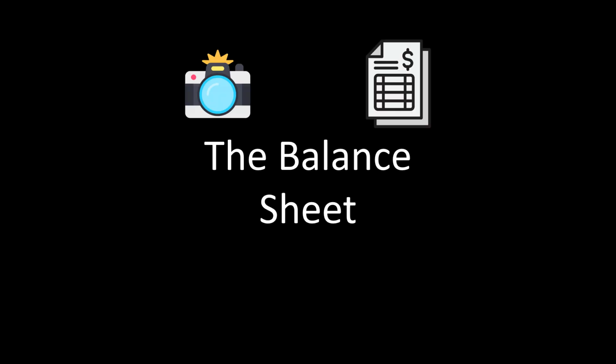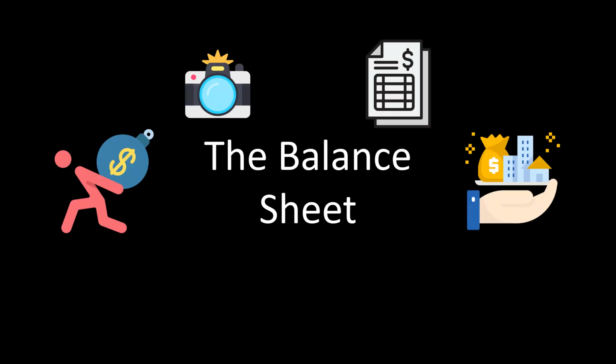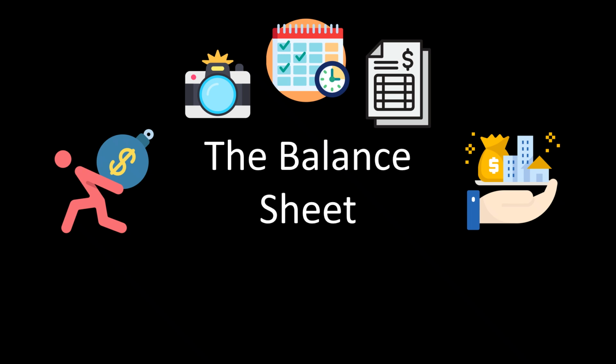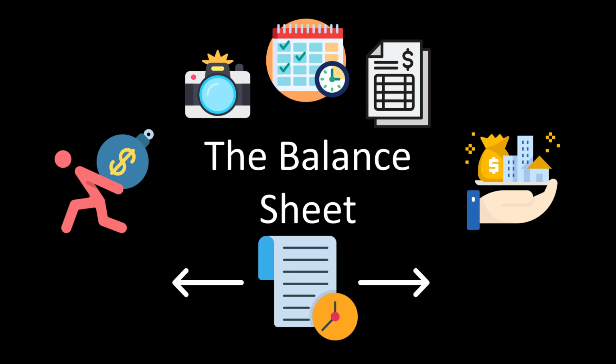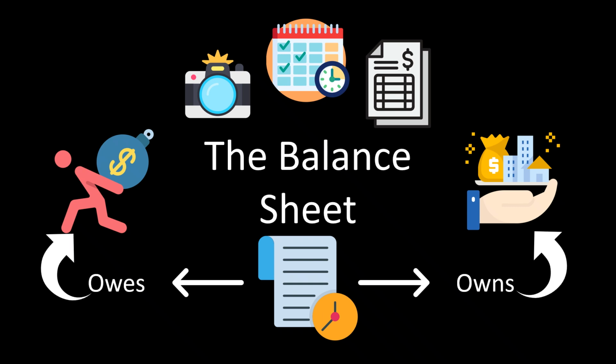The balance sheet is a financial statement that provides a snapshot of a company's assets and liabilities at a specific period of time. More simply, it is a document outlining what a business owns and owes during a specific period of time. Assets are what you own, while liabilities are what you owe to others.